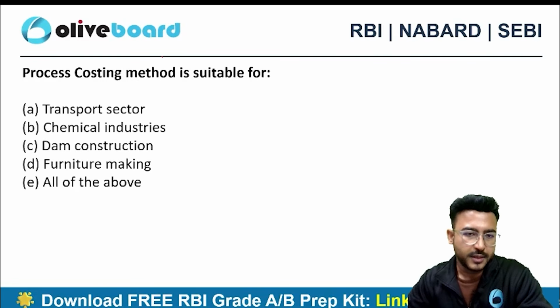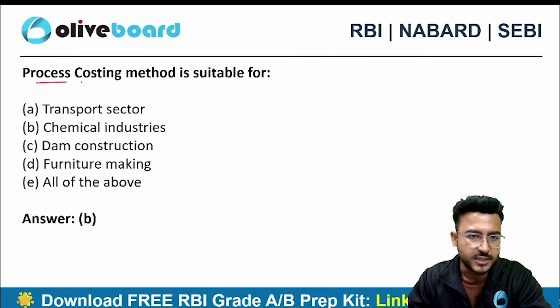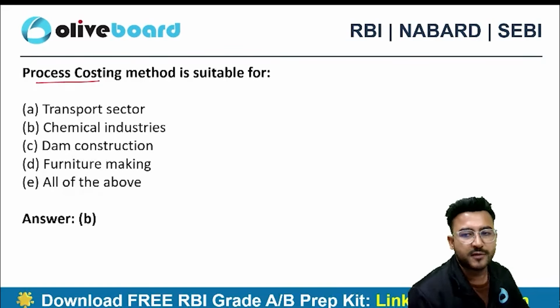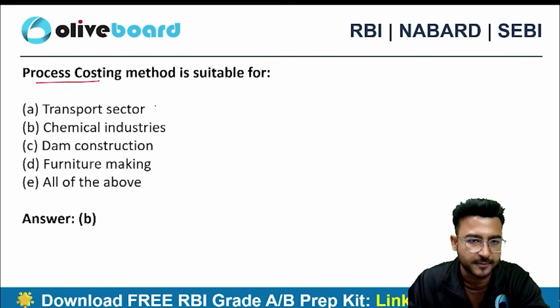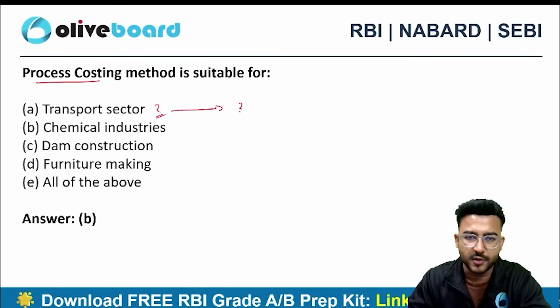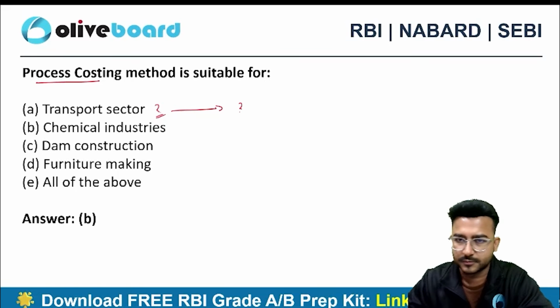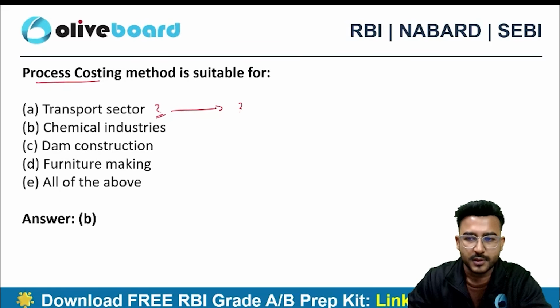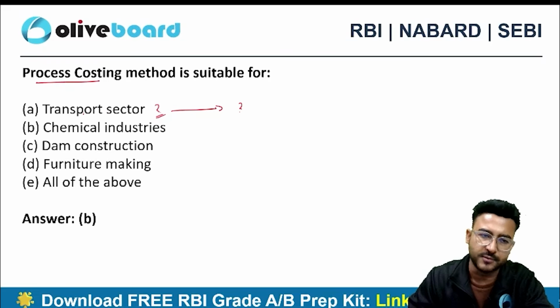Perfect. Chemical industry is best suited for process costing, right? And can you guys also tell me what about the transport sector? Let's discuss one by one. Which is the best method of costing for the transport sector? Operating costing, or we can say service costing. Very good, Rutanjay. Operating costing or service costing, one and the same thing.